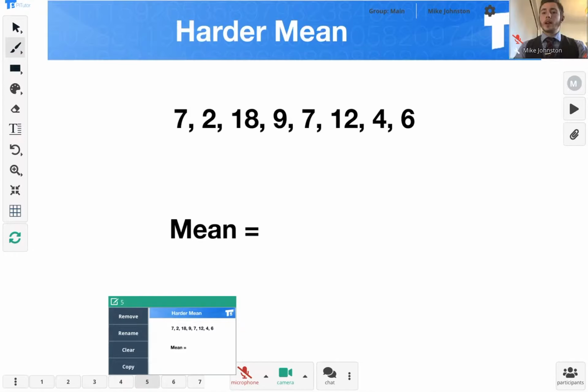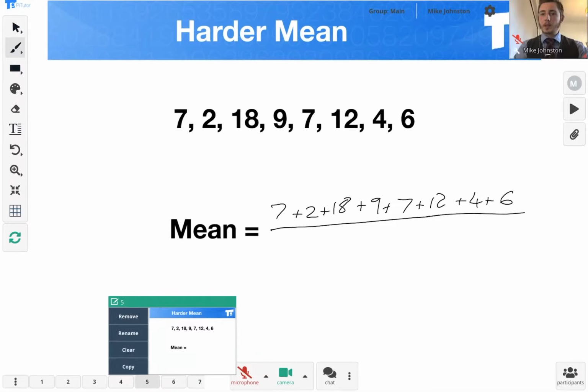Okay, so now a slightly harder mean question. Again, it doesn't really change anything, we've got to add all these up. So it's going to be 7 plus 2 plus 18 plus 9 plus 7 plus 12 plus 4 plus 6. Then that's 1, 2, 3, 4, 5, 6, 7, 8, so that would be divided by 8. Again, we're just going to do this on the calculator. You can feel free to do this with column method if you want, but for now we're just going to do it on the calculator, because really we're just trying to focus on the methods today.